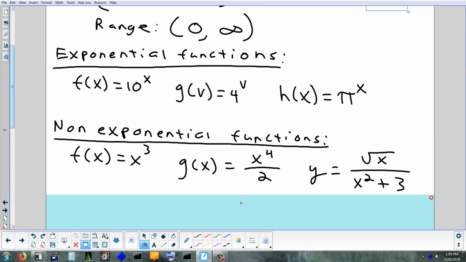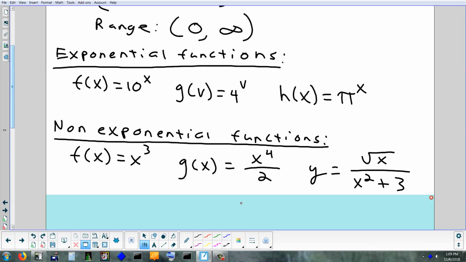Well, that's a variable base. No, variable bases aren't fixed, they change. So that's not exponential. G of x is pretty much the same thing. If you think of it as like 1/2 x to the 4th, it's a variable base.